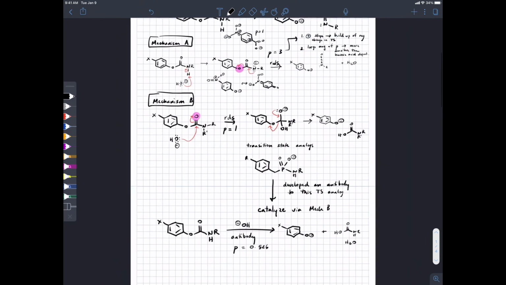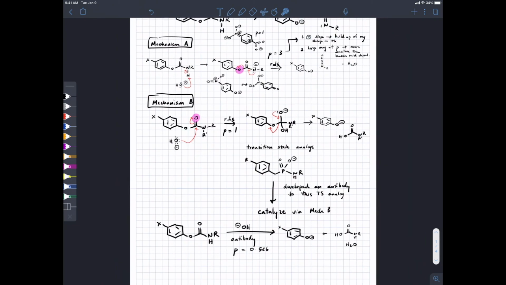Now, compare the rho values for mechanism A versus mechanism B. Which mechanism is this rho value most consistent with? B, right? It's similar to both in the sense that it's still a positive rho value, meaning the transition state still has buildup of negative charge, but it's certainly not 3, right? And so they use this as evidence that indeed this antibody was catalyzing via mechanism B.